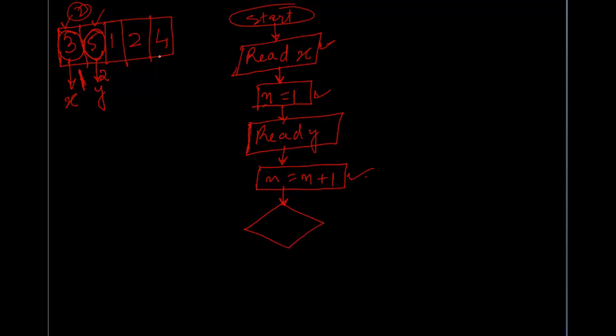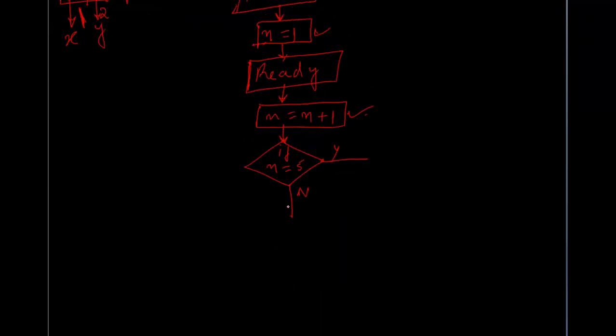Now I will check the condition here, whether I have reached the last number. This is 5. This is 3, this is 4, this is 5. I will write here: if n is equal to 5. If yes, then we should stop, because we should not read any number again. If no, then we have to work again.